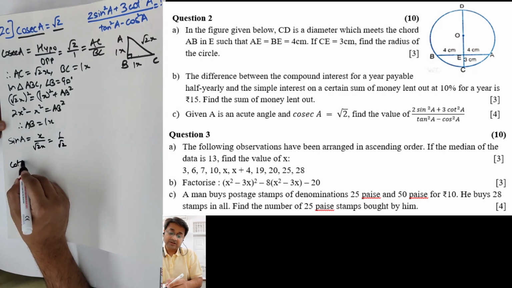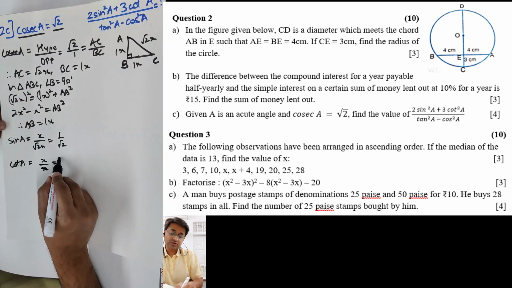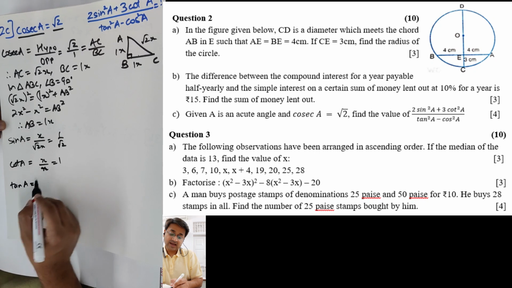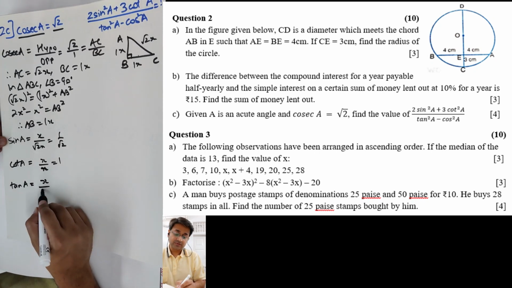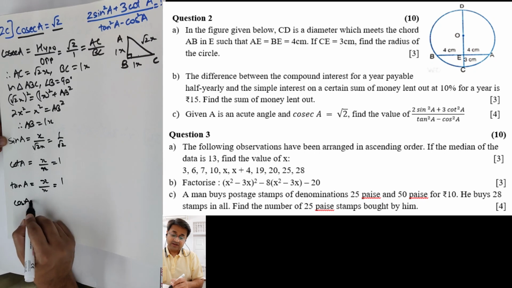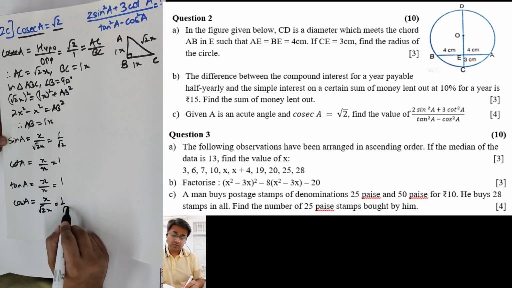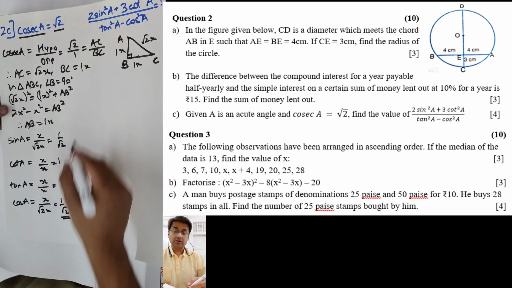The next one I need is cot A. So opposite upon adjacent, so x by x, which should be 1. Likewise tan A, sorry, this was adjacent upon opposite. Same way tan is opposite upon adjacent, so 1. And finally cos A, adjacent upon hypotenuse, so 1 by root 2. So we got all the 4 values.